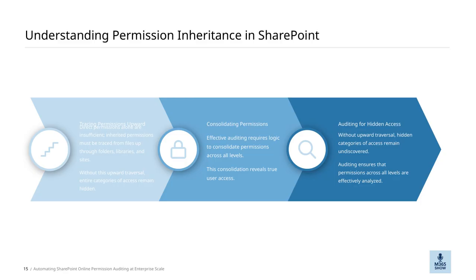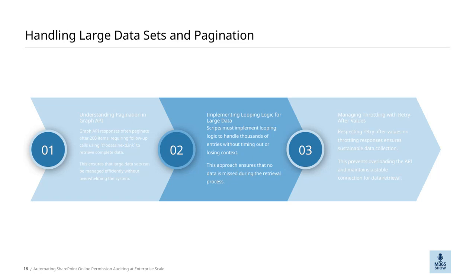So, the key takeaway here is that effective permission auditing depends on tracing permissions upward. This allows us to see the complete picture of user access, ensuring security and proper management across the entire SharePoint environment. Now, let's talk about handling large data sets and pagination.